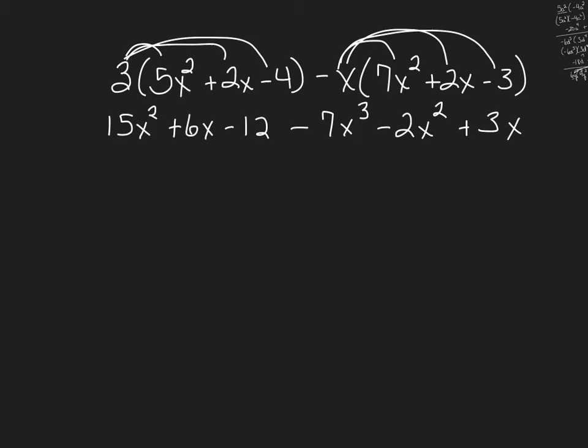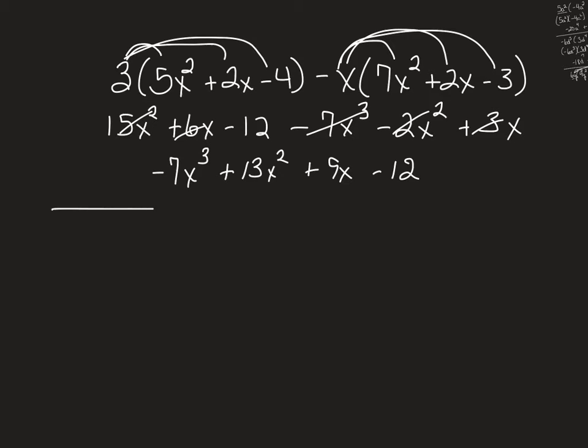Now we simplify by adding like terms, and if we put it in standard form, the negative 7x cubed comes first because standard form goes from highest to lowest exponent. So we've taken care of this one. We've got that one taken care of. 15x squared minus 2x squared is 13x squared, if you want to kind of cross them out as you use them so you don't skip something. 6x plus 3x is 9x minus 12. And we have that one simplified.